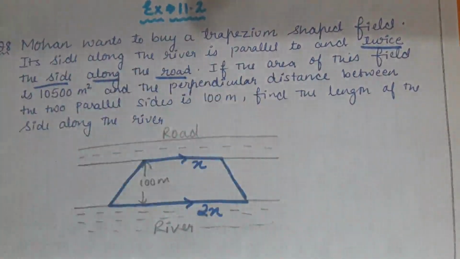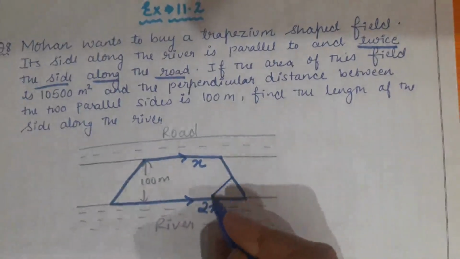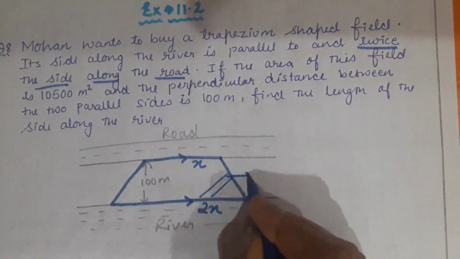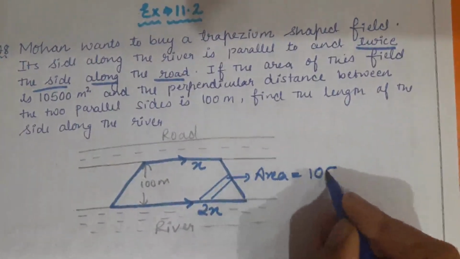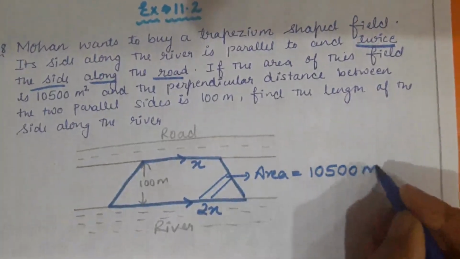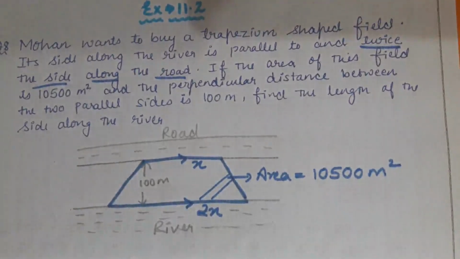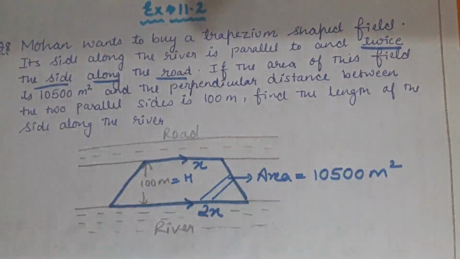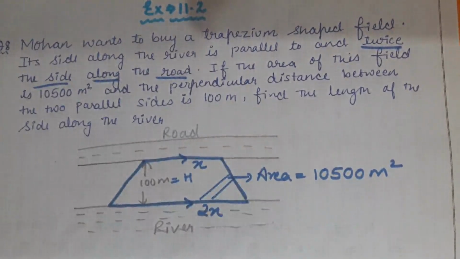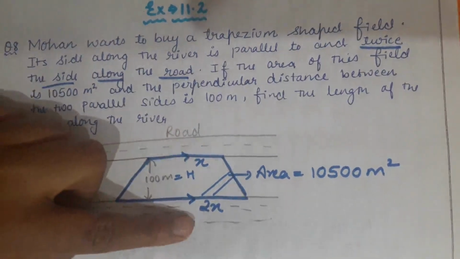Now the area of this field is already given to you, that is 10,500 meters square. And the perpendicular distance between the two parallel sides is 100 meter. It means h, the height, is also given to you. Find the length of the side along the river. So we need to find this x and this 2x.